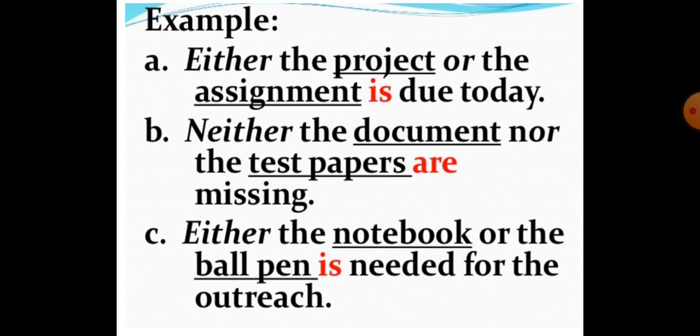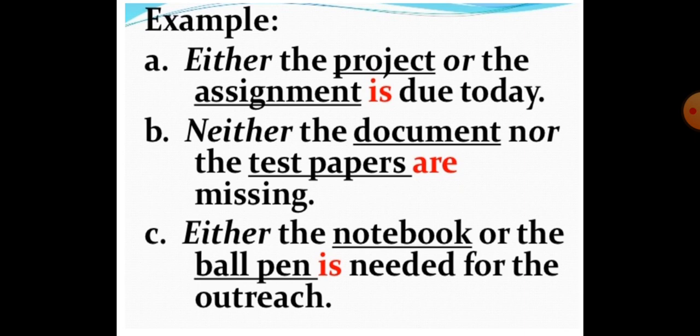For example, either the project or the assignment is due today. Now here you can see is the verb here, and there are two subjects, that is the project and assignment. Now nearer to is assignment, so we will take assignment subject, and accordingly we will put the verb here. So assignment is singular, so the verb will also be singular.